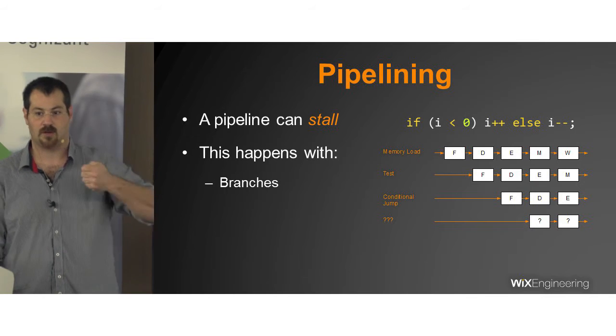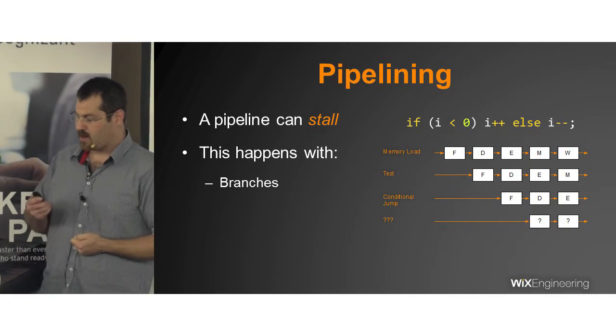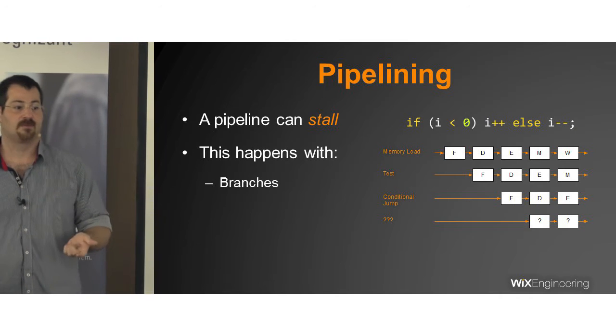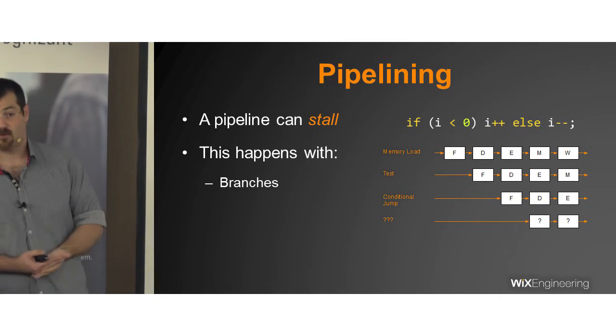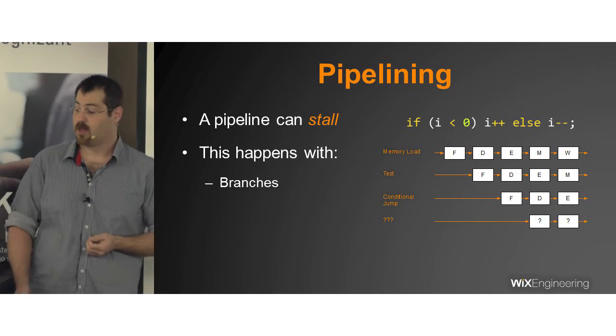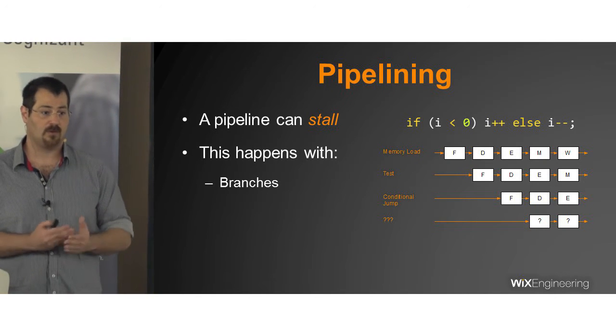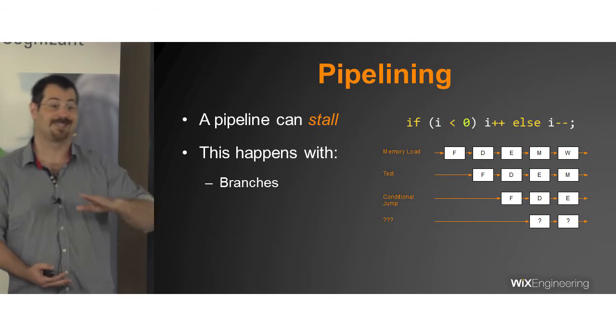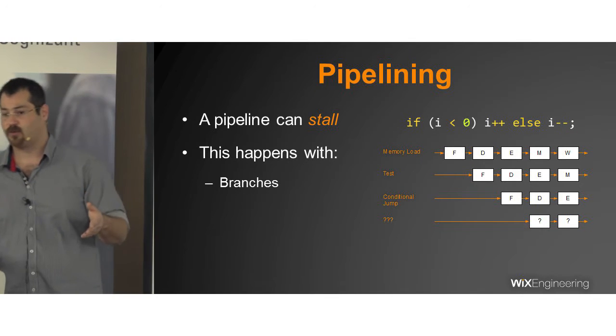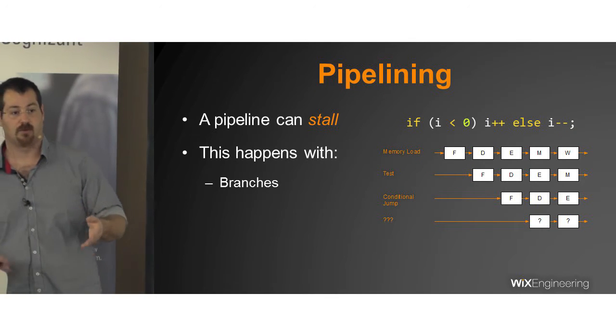We need to load in the current value of I. Next, we have a test. We look at the value and determine whether or not it's less than 0. Next, we need to have a conditional jump. If the value is less than 0, sorry, go to this part of the program. If it's equal to or greater, then go to this part of the program.